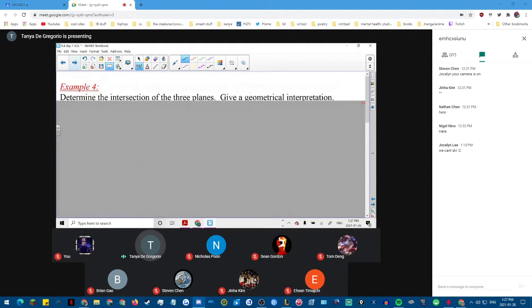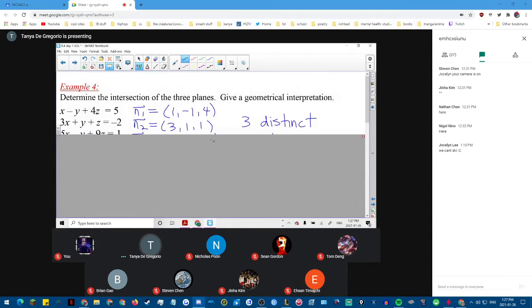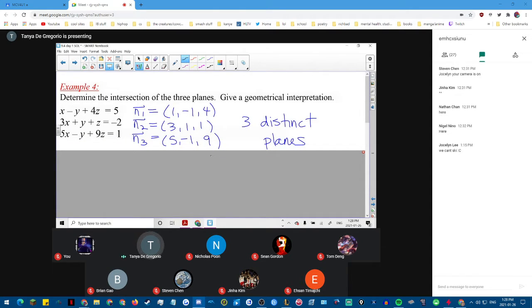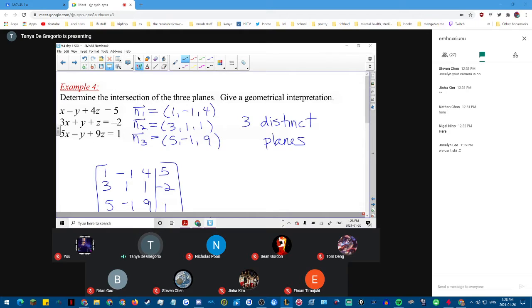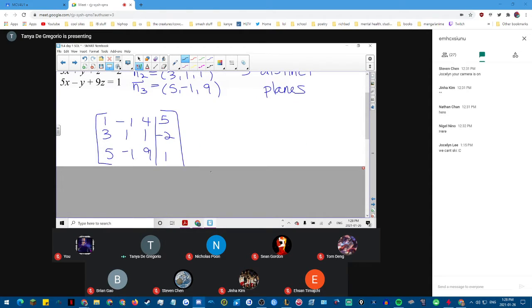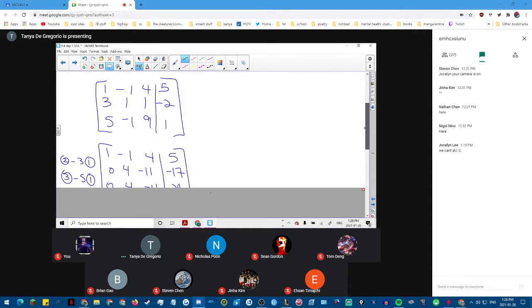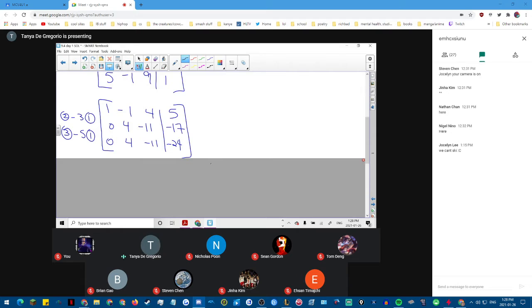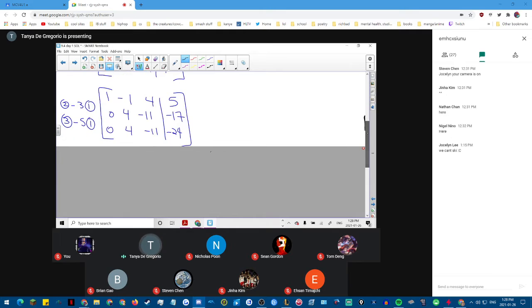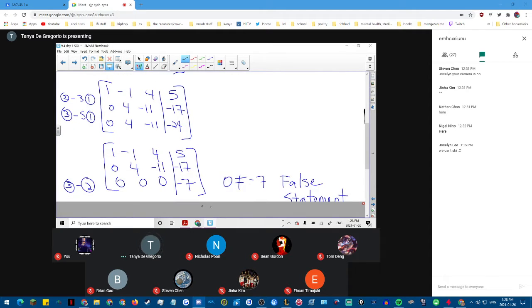All right, example 4. Same question, here are my planes. I look at the planes and I notice that they're distinct. So if they're distinct, right away I'm just going to go to my matrix and sub it all in. Again, the strategy is the same. Start with that 1 in the left, which is already there, then get the zeros below it, and then go to your second column, second row, make that 4 a 1, and the other 2 zeros, and you keep going. As you're working, you notice that you get 0, 0, 0, and a negative 7.